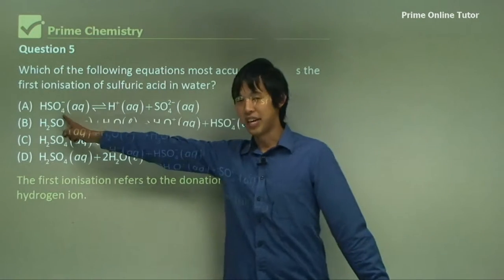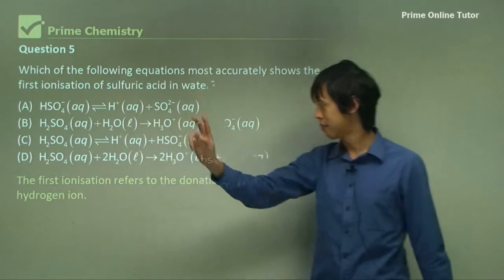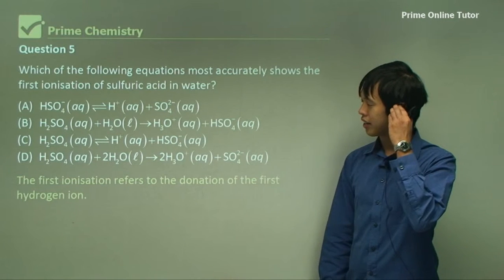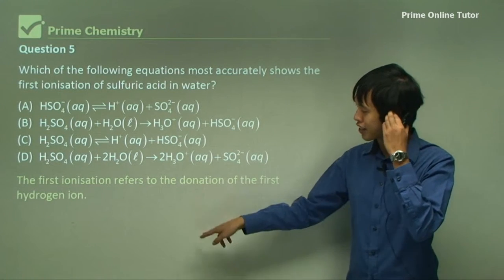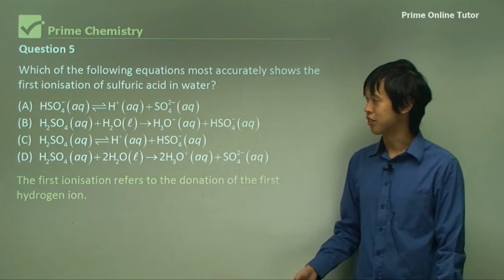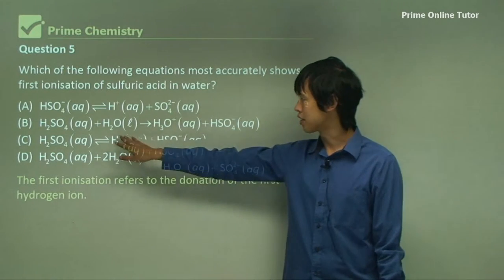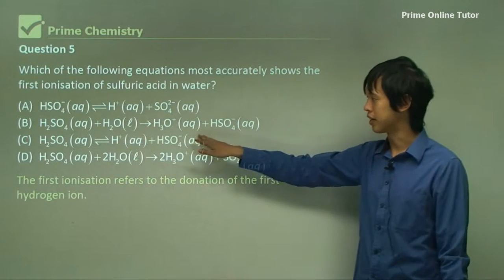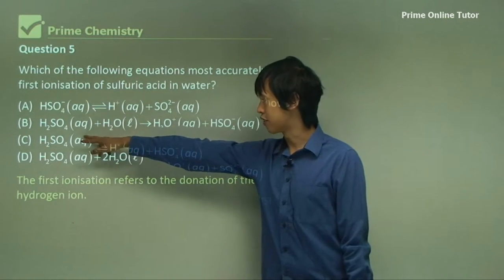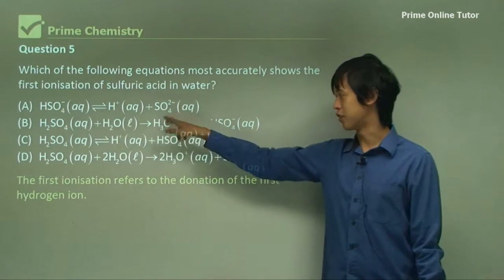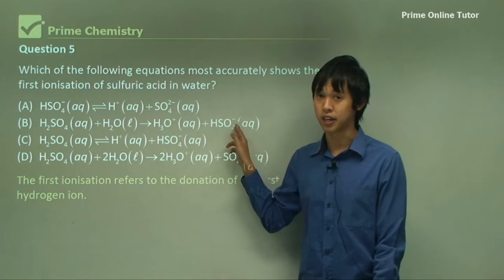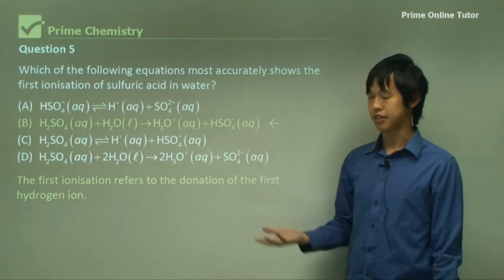This chemical here is not sulfuric acid, so it can't be that one. So it's between these two, okay? Now, given that it's the first donation of the first hydrogen ion, we'd have to have some water available. So it's probably B because the hydrogen mixes with the water to give you a hydronium and this hydrogen sulfate ion. Okay, and that's your answer.